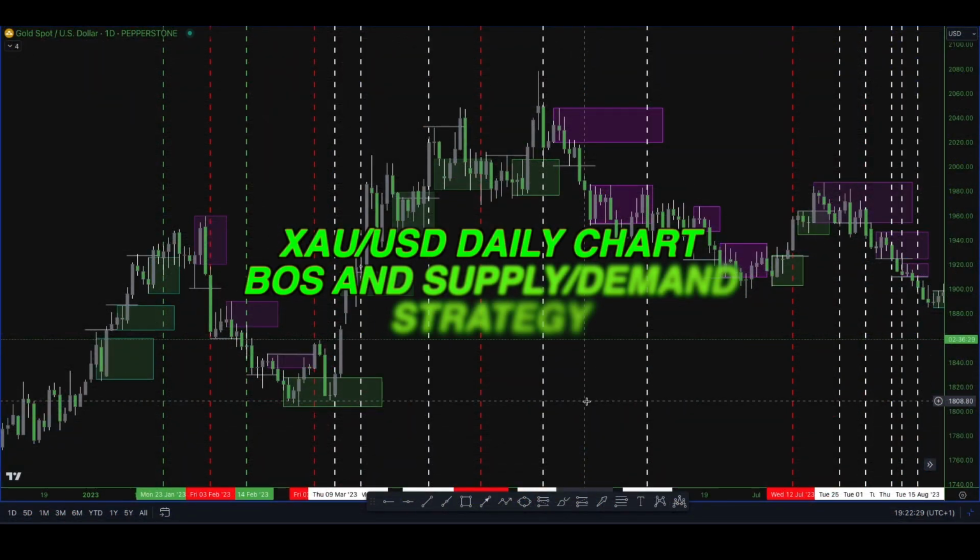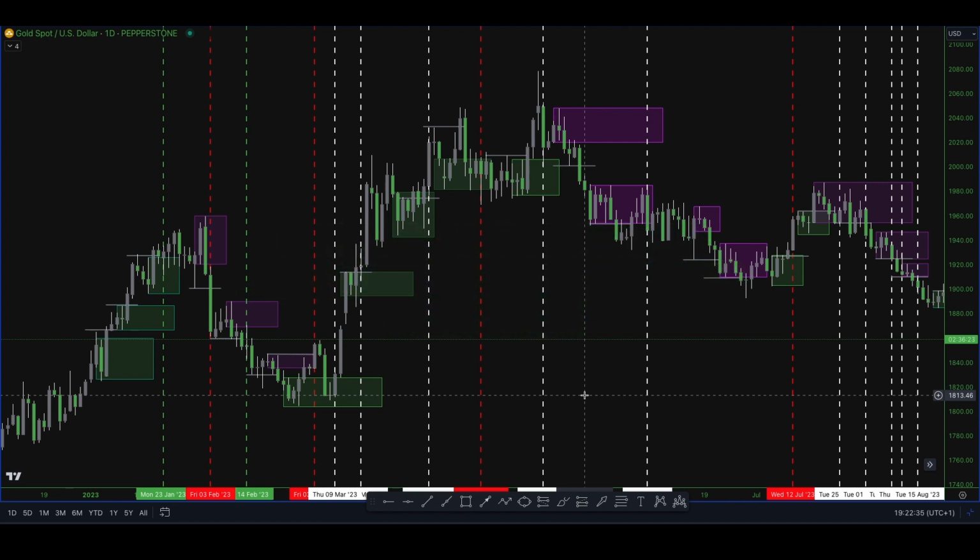Okay, so what we're going to be paying attention to here is TradingView, and it's just so I can show you the power of the daily break of structure on gold. This actually happens on any single trading instrument as well. You are free to go ahead and do this, and what I've actually done is I've merged break of structures with supply and demand as well on the daily time frame.